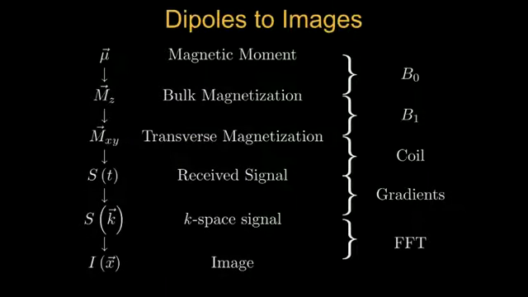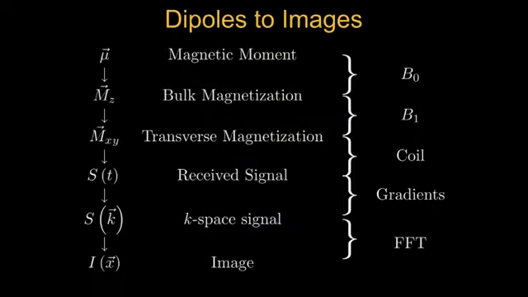I guess you've seen something along the lines of this from Dan's slides already. It's showing you that in order to get from magnetic dipoles to actual images, there are many steps and many different concepts that we introduce along the way. You've seen many of these already, from going from B0 to B1 to different coils and gradients.